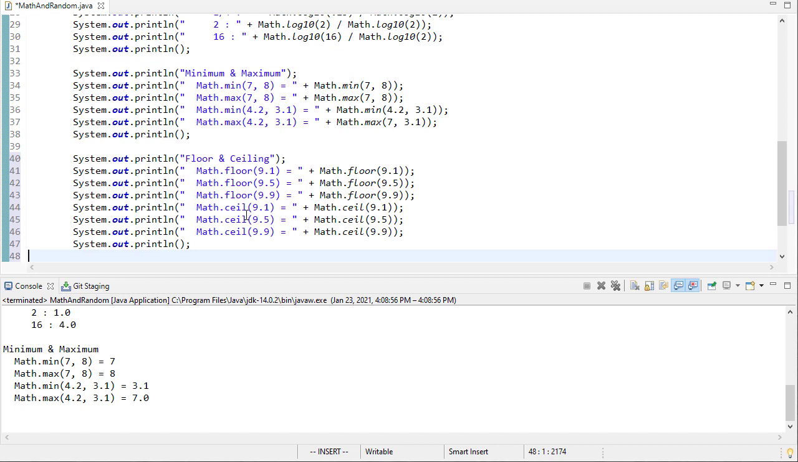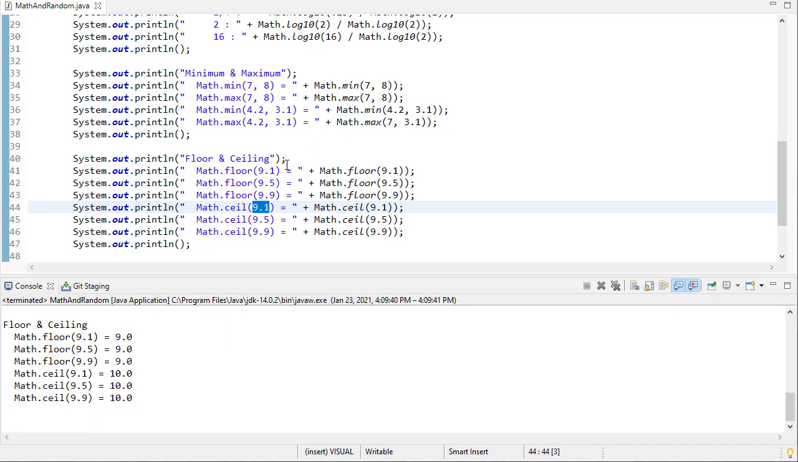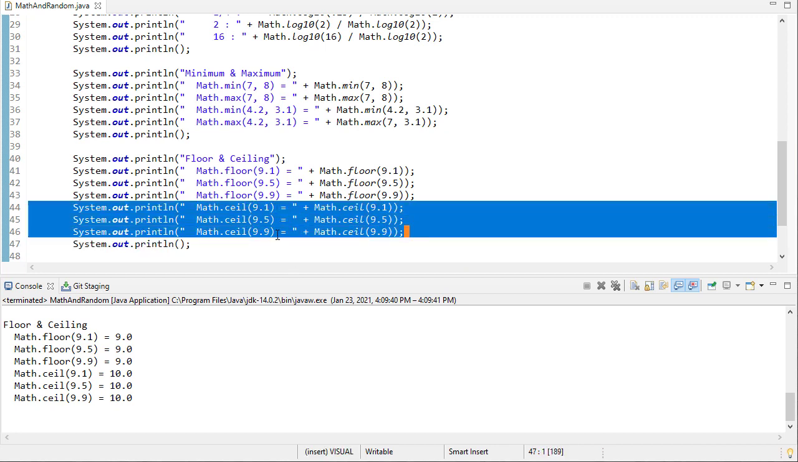So there are floor and ceiling functions. Just a reminder, floor is the highest integer not greater than the parameter, and ceiling is the opposite. It's the lowest integer higher than the value in the parameter. So when we run this, the floor of these numbers is always going to be 9, and the ceiling of 9.1, 9.5, and 9.9 is 10 for all those values.